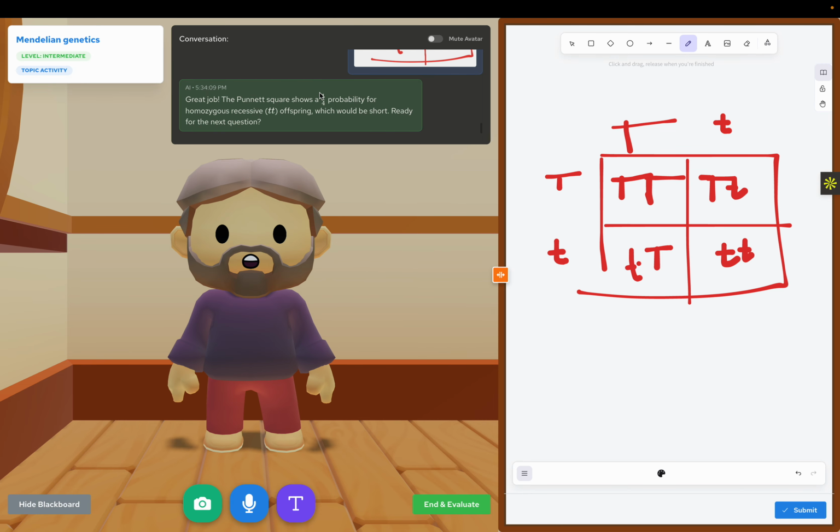Great job! The Punnett square shows a 1/4 probability for homozygous recessive tt offspring, which would be short. Ready for the next question?